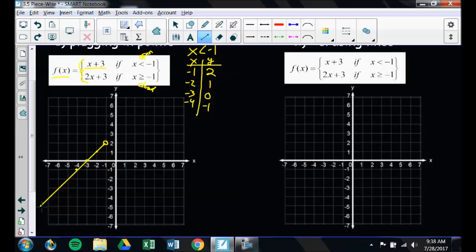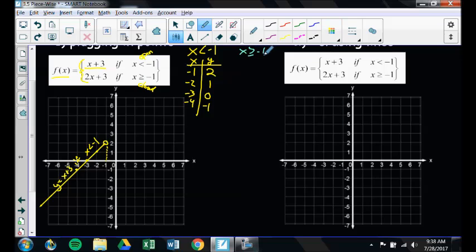This is the line y equals x plus 3. It stops at negative 1. So it's really like a ray, because this is where it stops or starts, depending how you think about it. But this is the line y equals x plus 3 if x is less than negative 1. Now I'll graph where x is greater than or equal to negative 1.